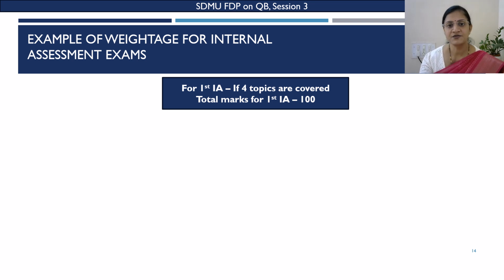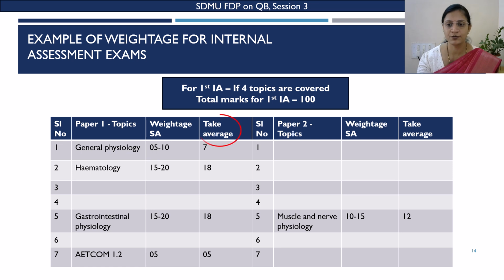Now, that is for summative assessment what you saw. For internal assessment also, it is very important to create weightage, because there are very few topics which will be covered for internal assessment. See, for example, only 4 topics are covered for first IA. Then how are we going to calculate weightage? Now we have 4 topics: general physiology, hematology, GIT, muscle and nerve physiology, which are covered for first internal assessment.